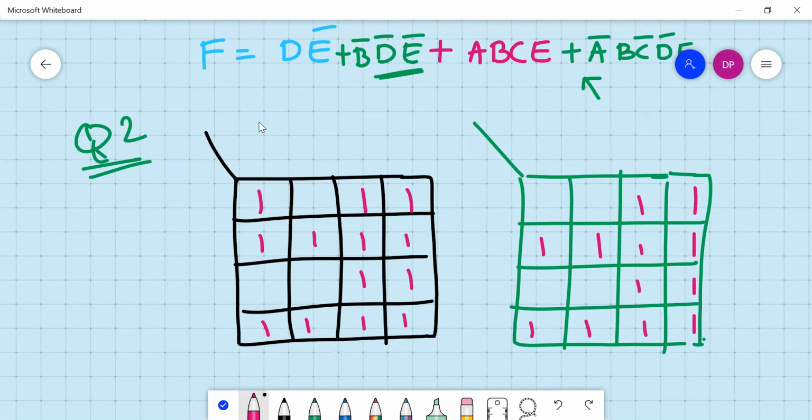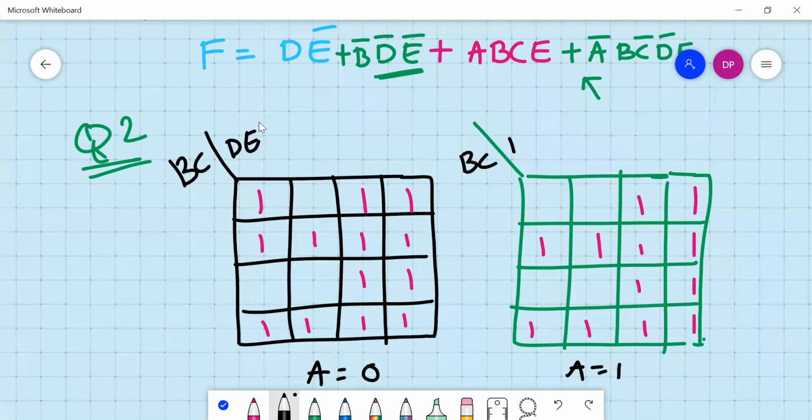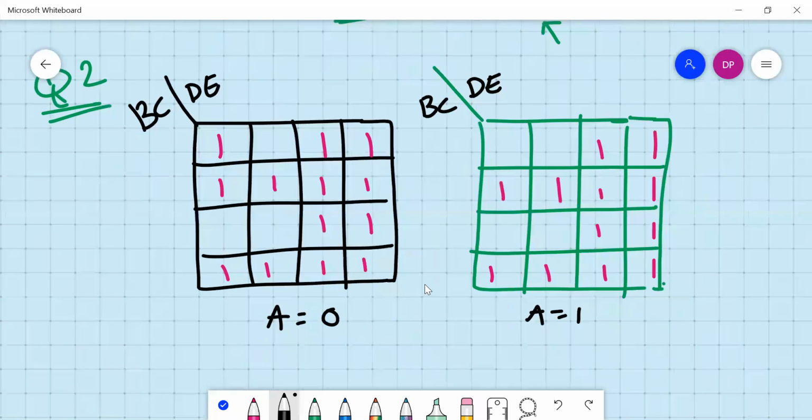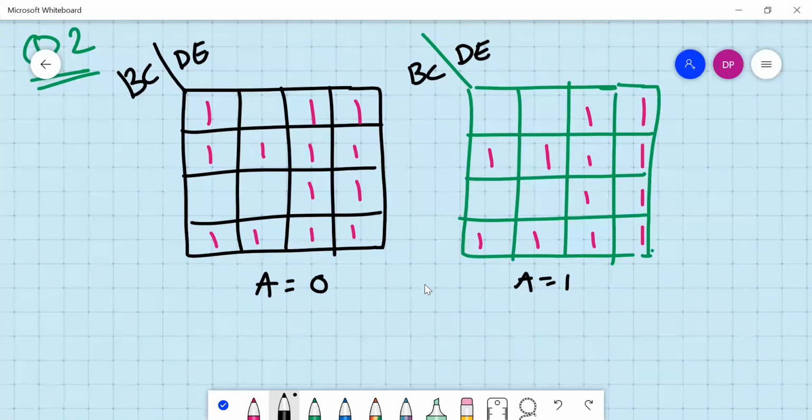Now let's make a group. This is A is equal to 0. For this A is equal to 1, you have BC, DE. Here also you have BC, DE. So some expression was given, and I have substituted the value here. Now tell me, what will be the reduced expression?